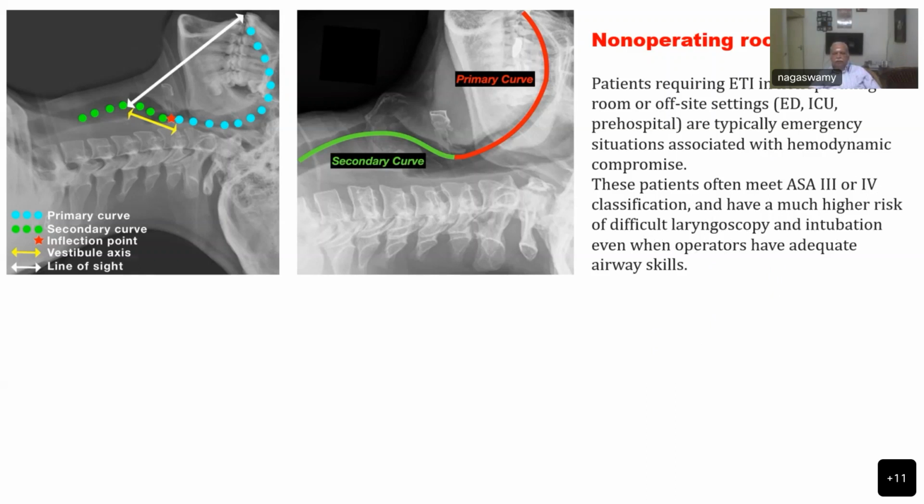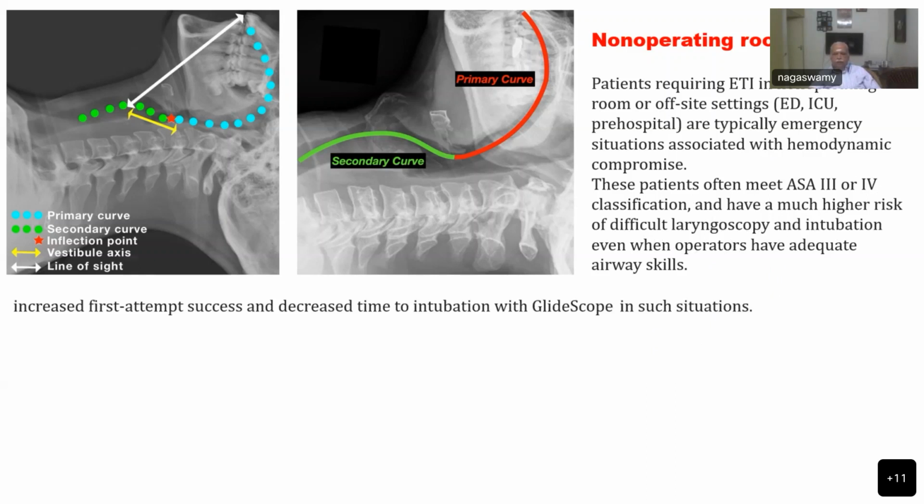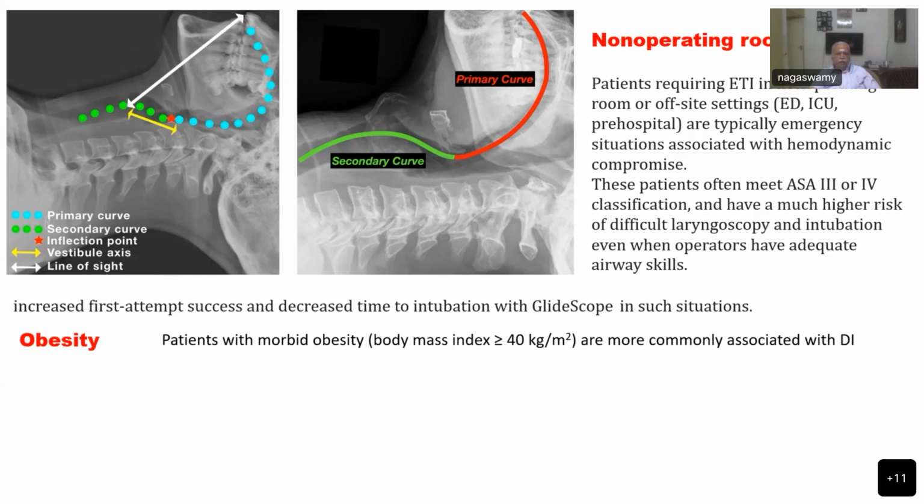Still having some reflexes, you may find it difficult to intubate. In all these situations, video laryngoscope may be much more helpful. Increased first attempt success and decreased time of intubation with GlideScope have been recorded in these cases.